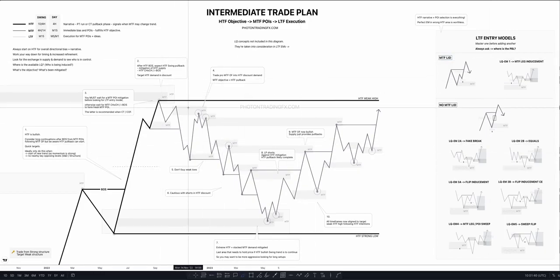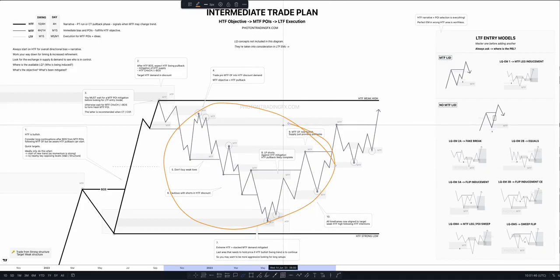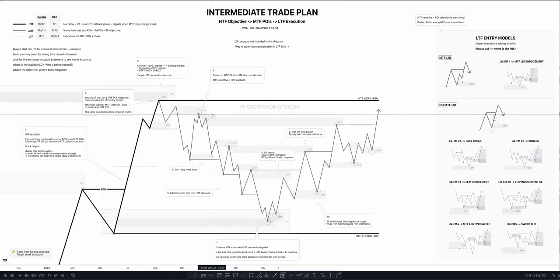So like I said, we're going to get into what part of this area you want to trade and what confirmations you're going to wait for. We're going to talk a lot more about that in the following lesson. But yeah, this is pretty much it.